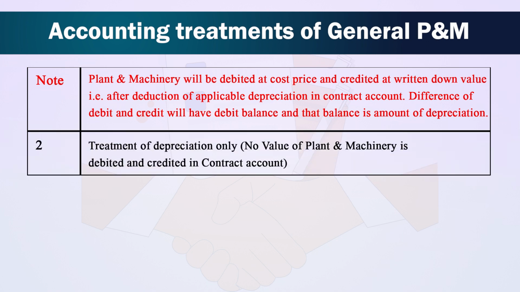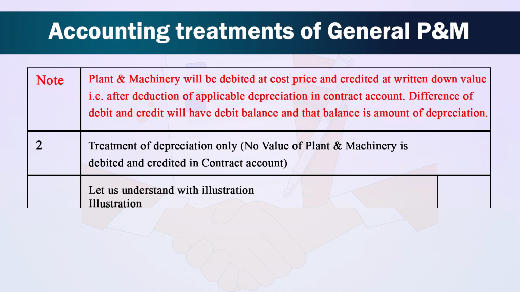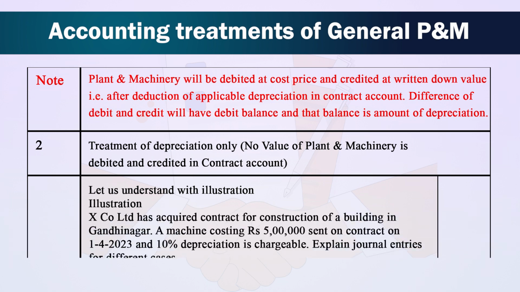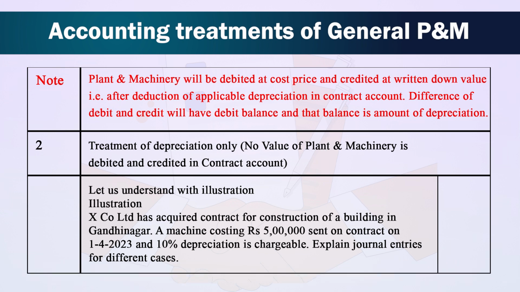Second, let's understand the treatment of depreciation only, that is, no value of plant and machinery is debited and credited in the contract account. Let's understand with an illustration. X Company Limited has acquired a contract for construction of a building in Gandhinagar. A machine costing rupees 5 lakh was sent on the contract on 1st April 2023 and 10% depreciation is chargeable. Explain journal entries for different cases.